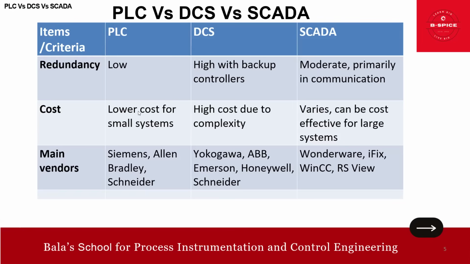When you talk about the cost, of course, PLC is cheaper, low cost for a small system. DCS is high cost due to the complexity. And SCADA varies, it depends on the system. It can be cost effective for a large system. Then when we talk about the main vendors, Siemens, Allen Bradley, Schneider, all these are reputed PLC brands. For DCS, we have Yokogawa, ABB, Emerson, Honeywell, Schneider, all these. And for SCADA, Wonderware, iFix, WinCC, and RSView.